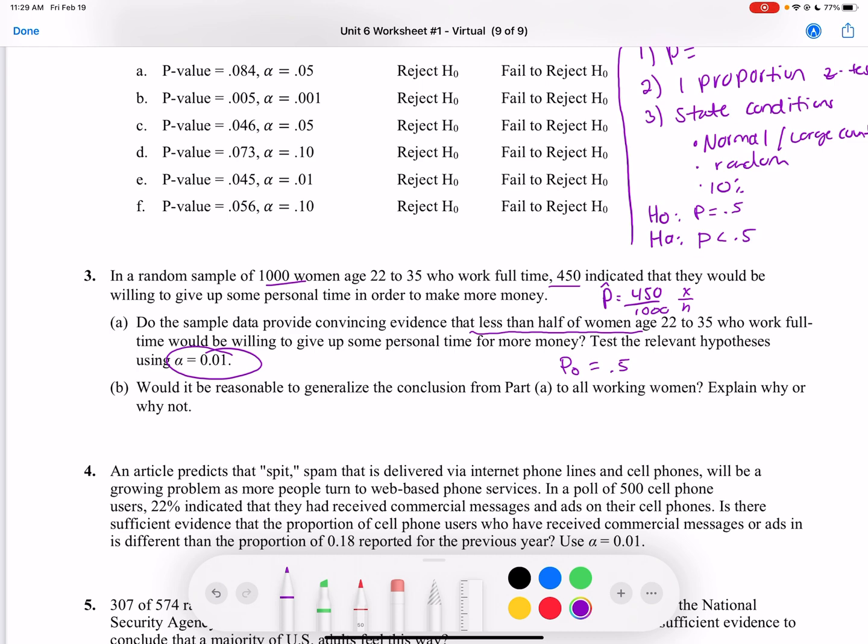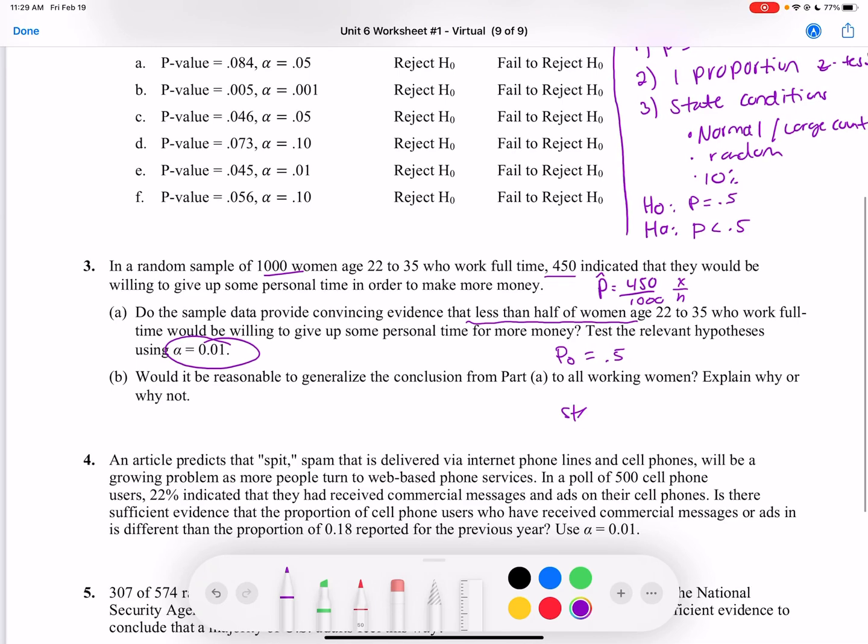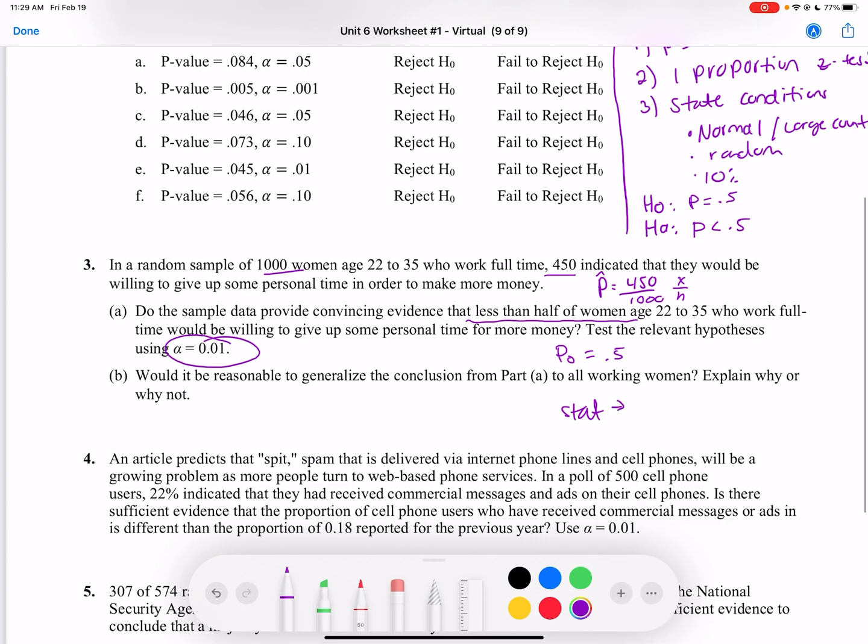If you're looking at your calculator, you're going to go to stat, then tests, and then we're looking for 1 proportion z-test, which is number 5. So 1-PropZTest. Again, our p naught is 0.5, our x value is 450, and our n value is 1,000. Since you're doing a less than, that's the one you highlight on your calculator. Then you just press calculate.